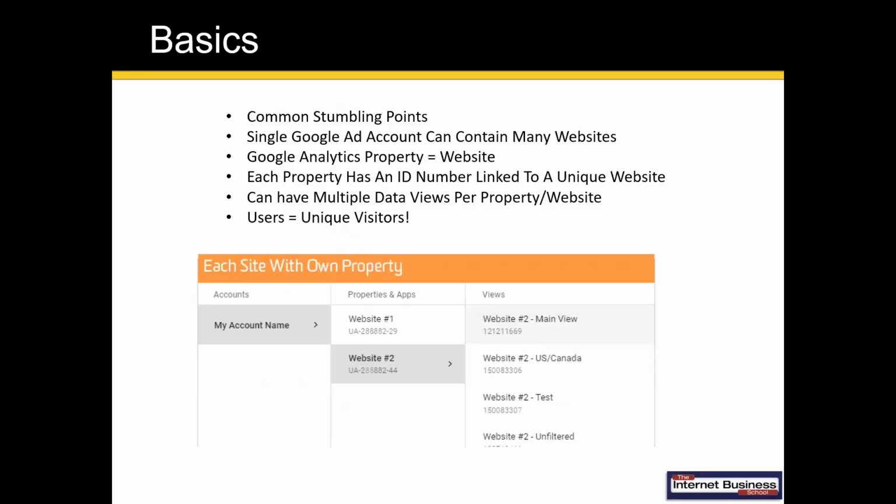So I want to talk through a couple of stumbling points. If you've got multiple businesses, you don't need multiple accounts. Each account can hold 50 different websites. And websites in Google Analytics land are called properties. So a single property is a website.